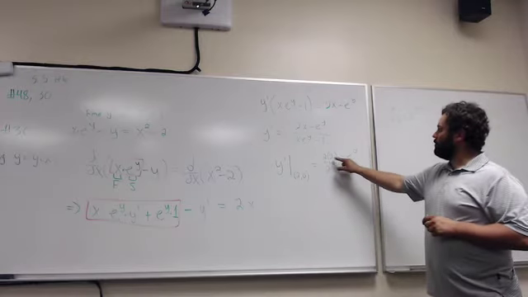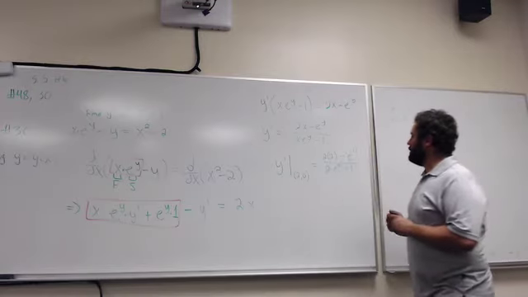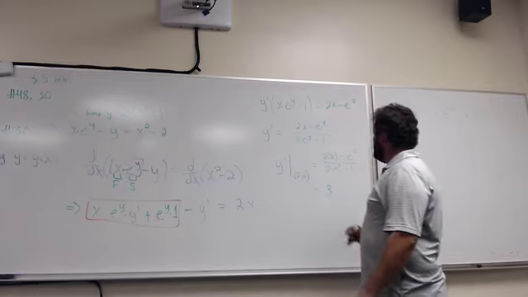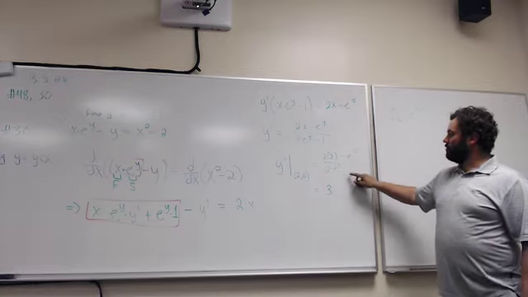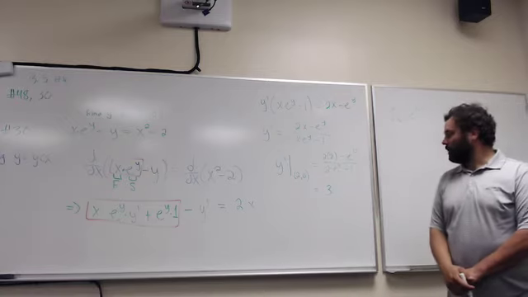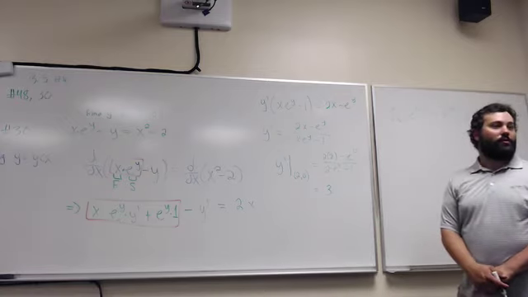Two times 2 is 4, e to the 0 is 1, 4 minus 1 is 3. 2 times e to the 0, e to the 0 is 1, 2 times 1 is 2, minus 1 is 1, so I think y prime is just 3 at the point 2, comma 0.